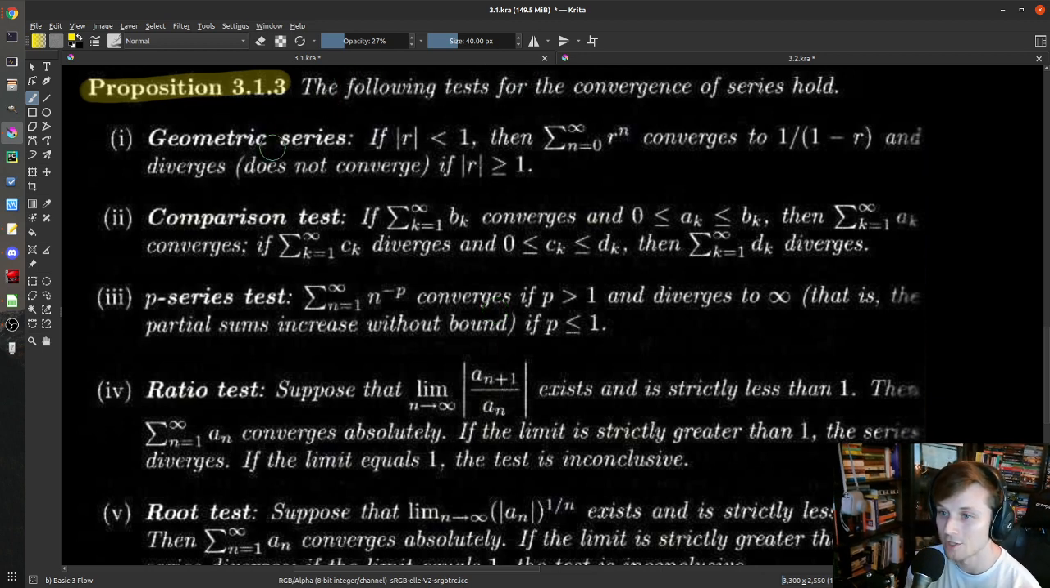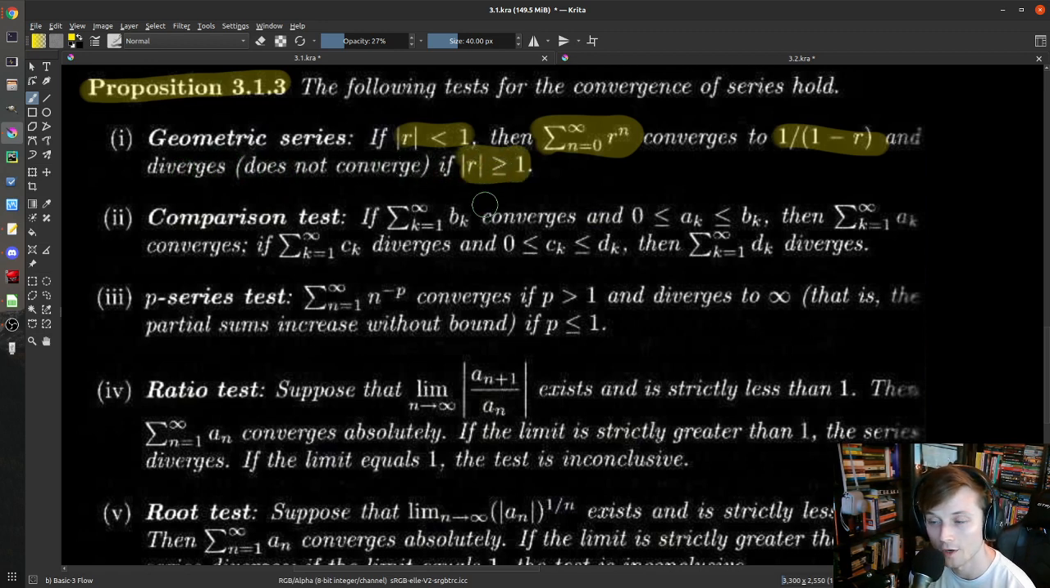First one is the geometric series. So if you have r in modulus less than 1, then the sum from n equals 0 to infinity of r to the n converges to 1 over 1 minus r. And it diverges if r is bigger than or equal to 1 in modulus. Fair enough. All right, easy. It says if you take something less than 1 and you take a bunch of powers and you add them up, then you end up converging. If you sum a bunch of things that are bigger than 1 in modulus, then you definitely don't converge.